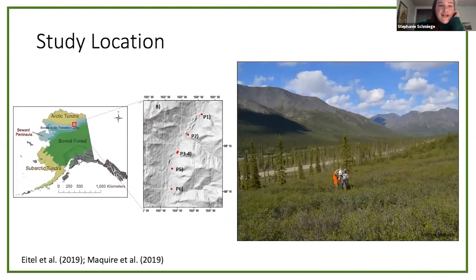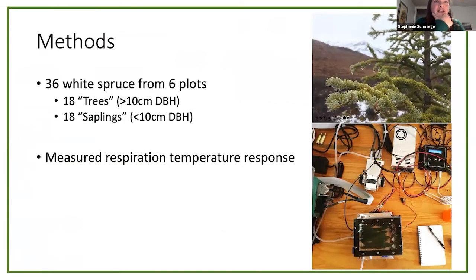We did all of this work in Alaska. Here's another picture of one of our field sites that I think shows that tree line quite dramatically. We had 6 different field sites chosen along the Dalton Highway, which I think is the only highway that heads north out of Fairbanks and goes all the way to the Arctic Ocean. We measured white spruce trees. We had 18 trees and 18 saplings. Again, we measured our respiration temperature response. Once again, you can see that setup here. This temperature block underneath our leaf chamber allows us to ramp the temperature all the way from 5 degrees Celsius to 65. So we can get a huge range of temperatures and the response of respiration to temperature.